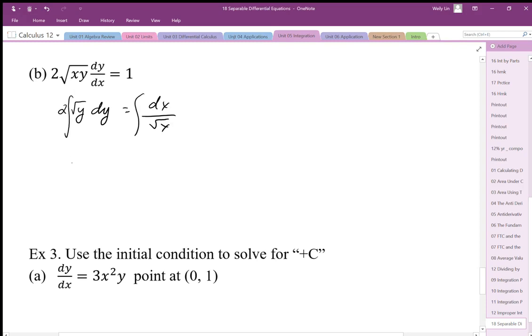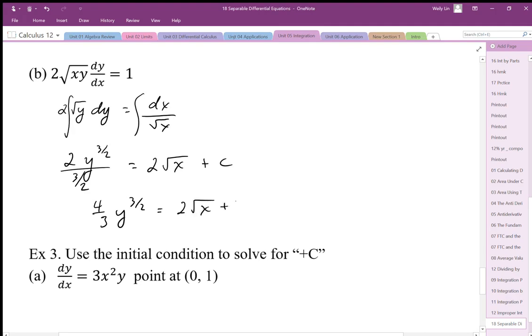Okay, this becomes 2 y to the 3 over 2 divided by 3 over 2. Okay, so 1/2 goes to power 3 over 2. This one, negative 1/2 becomes positive 1/2 by adding 1, plus c. Okay, rearranging this, I'm going to end up with 4 over 3 y to the 3 over 2 is equal to 2 root x plus c.